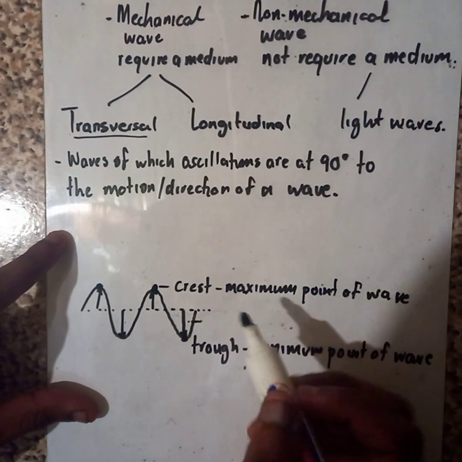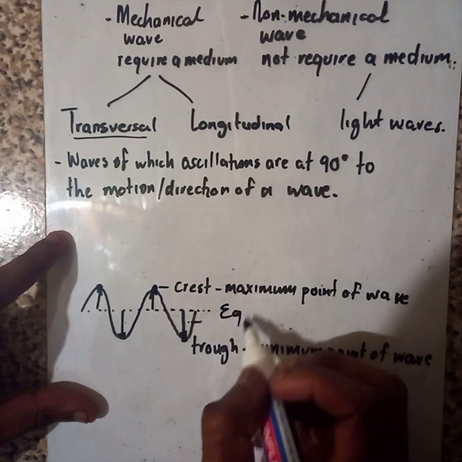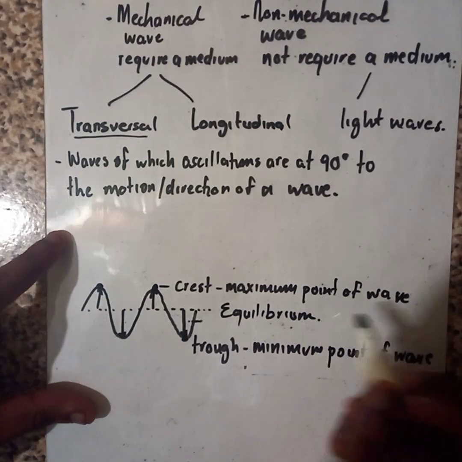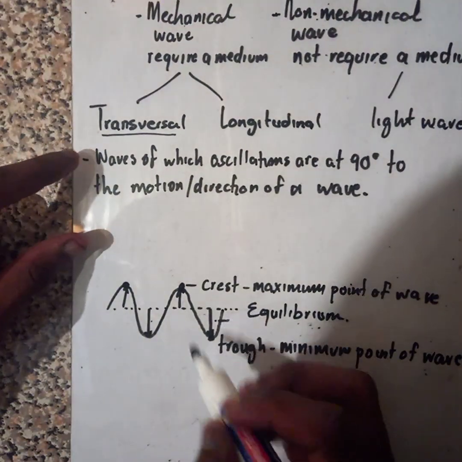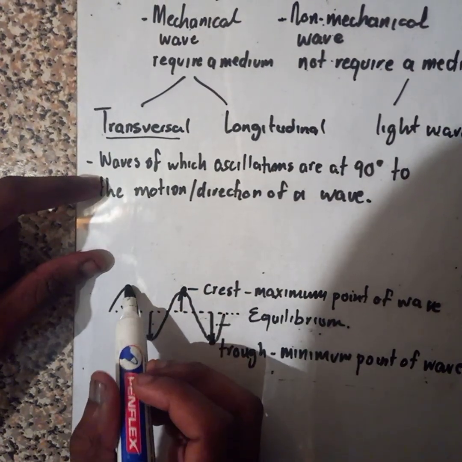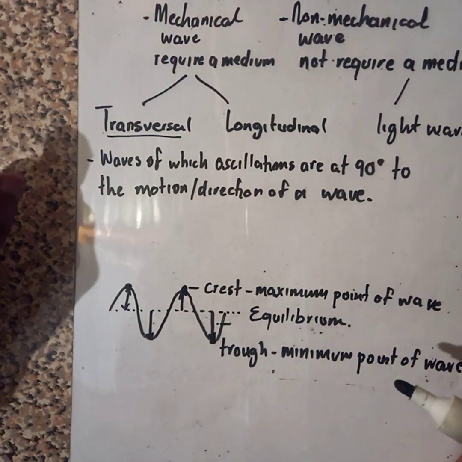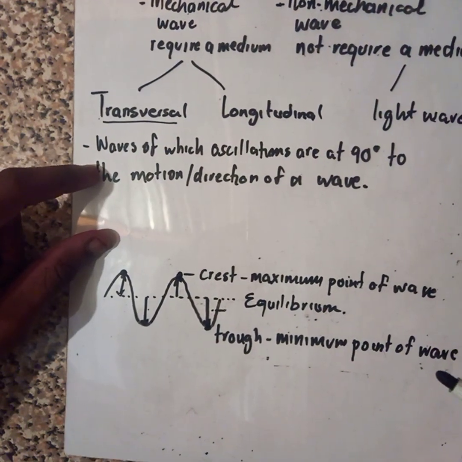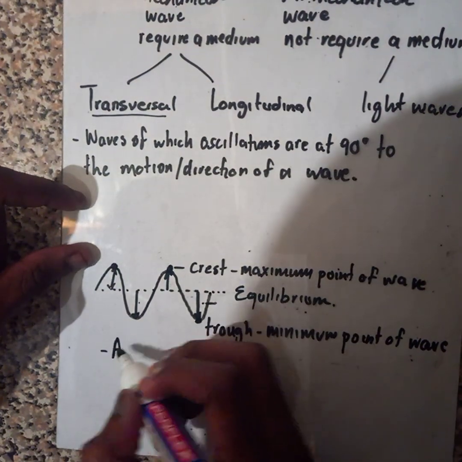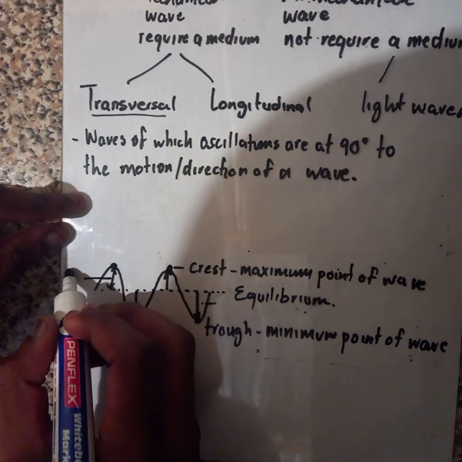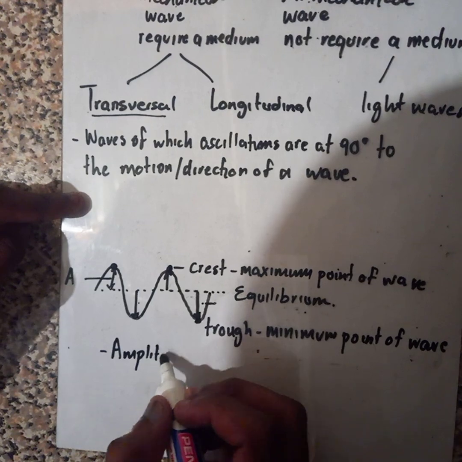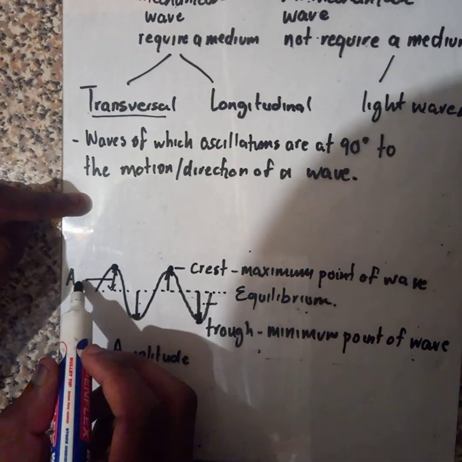Then we also have these dotted lines. We call those equilibrium. Then, what do we call this line from equilibrium to the maximum point? Do you still remember? We call it an amplitude. Let me write A for amplitude.